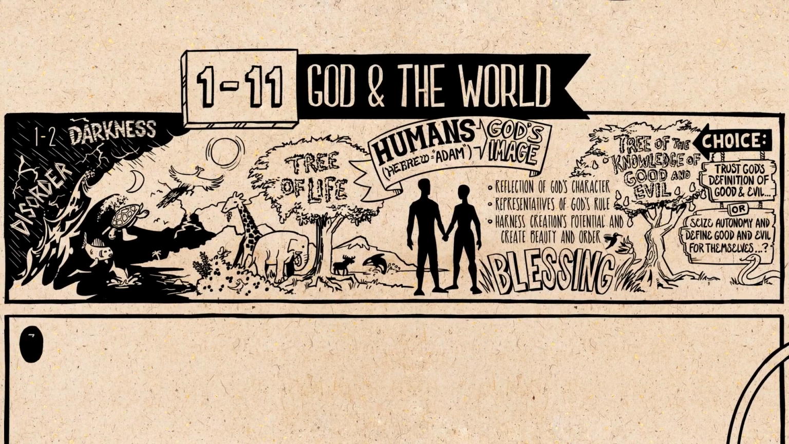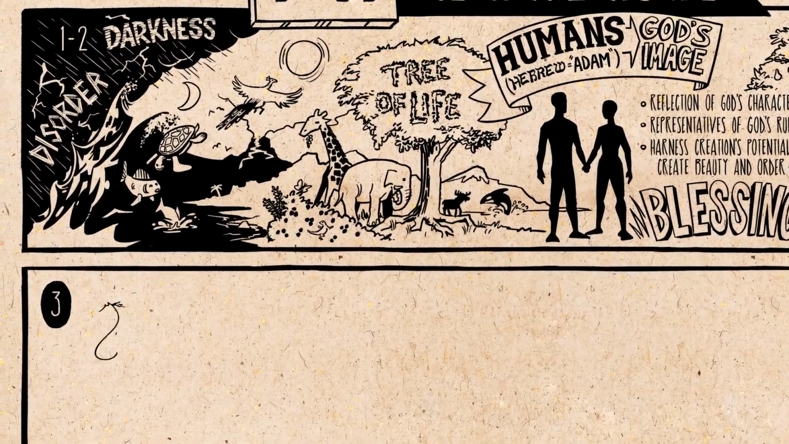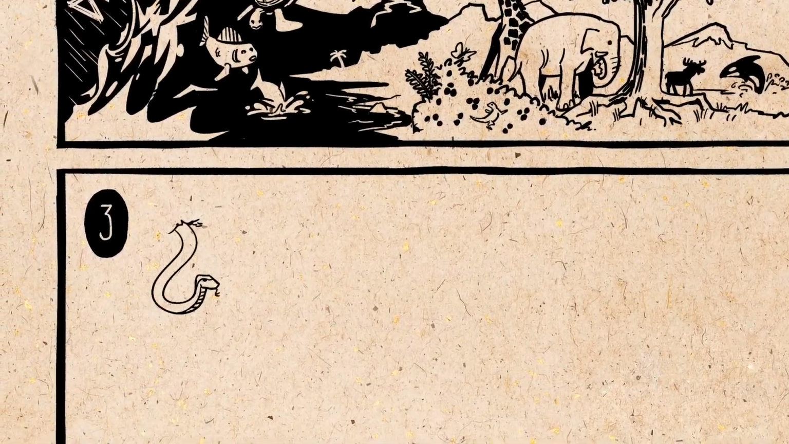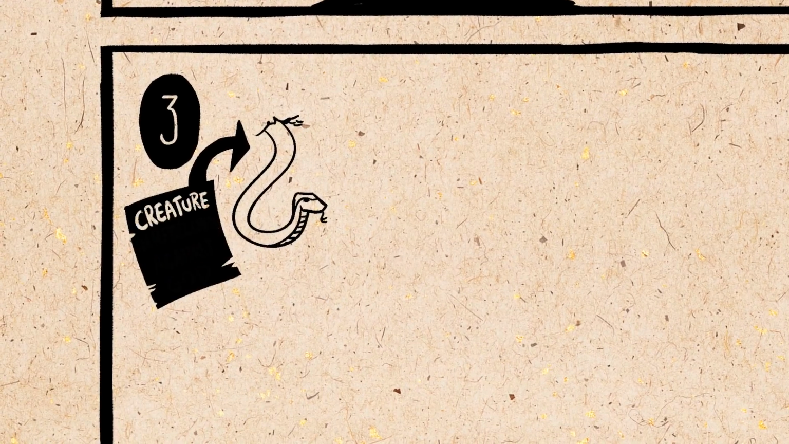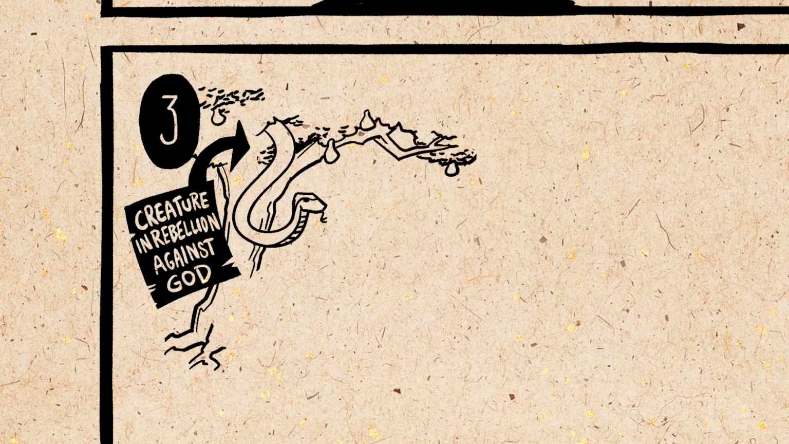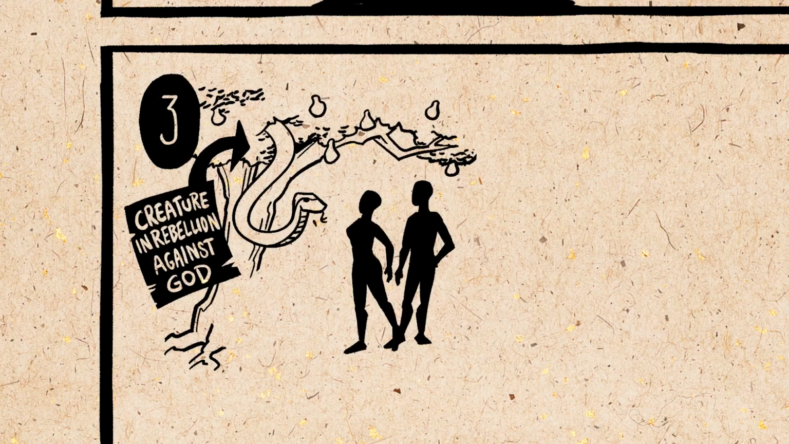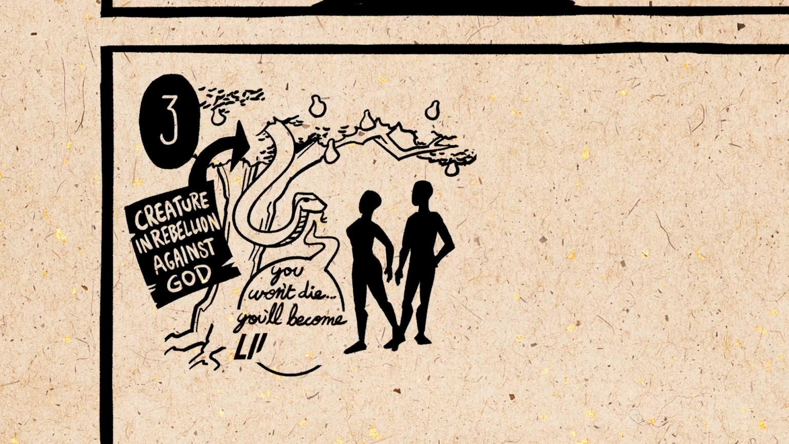And so in chapter 3, a mysterious figure, a snake, enters into the story. The snake's given no introduction other than it's a creature that God made. And it becomes clear that it's a creature in rebellion against God, and it wants to lead the humans into rebellion and their death. The snake tells a different story about the tree and the choice. It says that seizing the knowledge of good and evil is not going to bring death, that it's actually the way to life and becoming like God themselves. Now, the irony of this is tragic because we know the humans are already like God. They were made to reflect God's image.